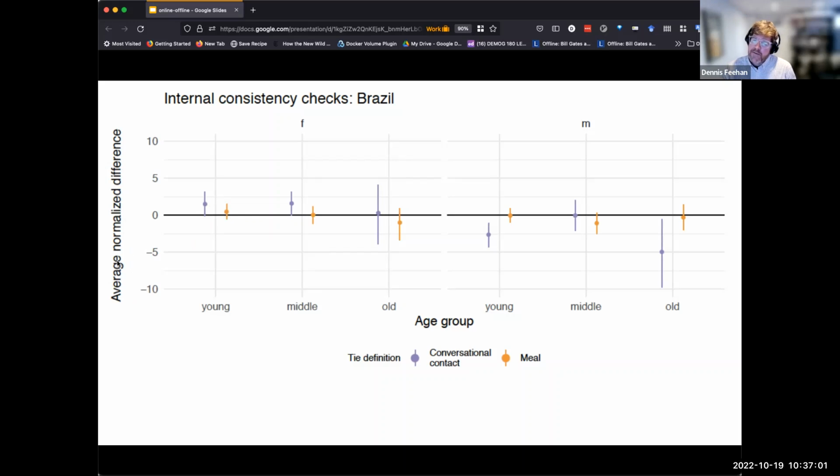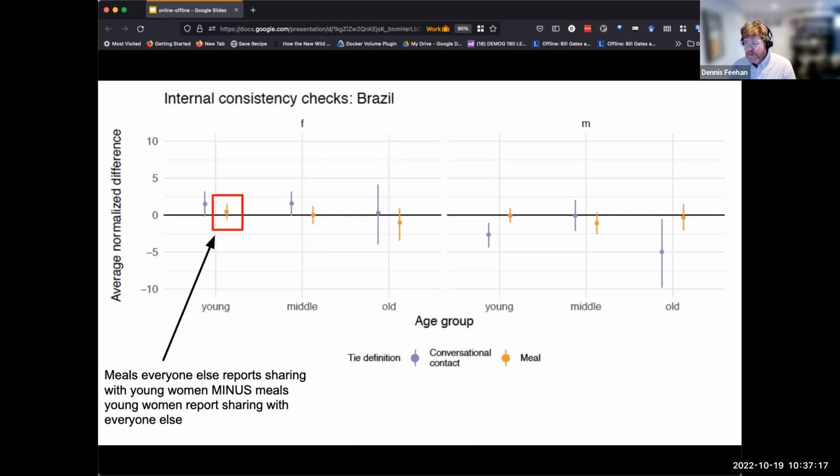On the y-axis, we have this quantity which summarizes the internal consistency check. The closer this quantity is to 0, the more internally consistent the estimate for each age-sex group is. Just to pick one point out and illustrate it, this particular estimate says that meals that everybody else reports sharing with young women, minus meals that young women report sharing with everybody else, is pretty close to 0. That's pretty good in the sense that if all of our assumptions go through, we think it should be 0, or at least the sampling-based confidence interval should include 0.